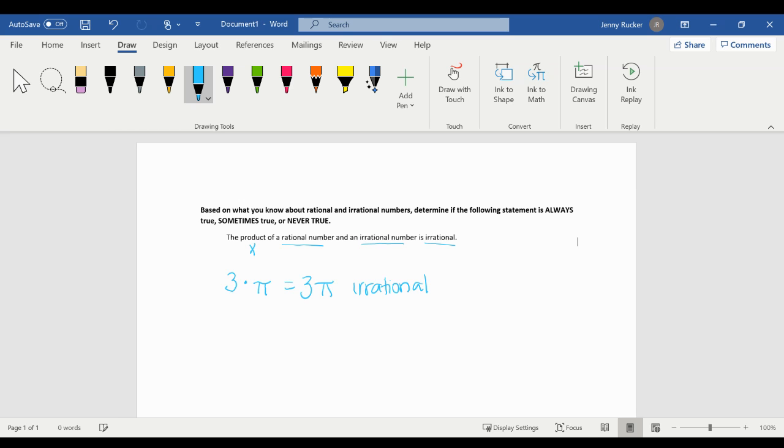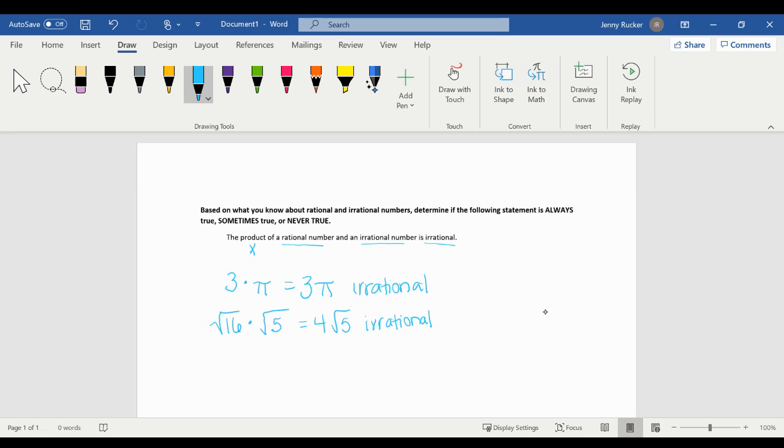Let's think about this in terms of square roots. The square root of 16 would be rational because it's a perfect square. And how about the square root of 5, since that's not a perfect square? Well, the square root of 16 would be 4, and that'd be times the square root of 5. That's still irrational.